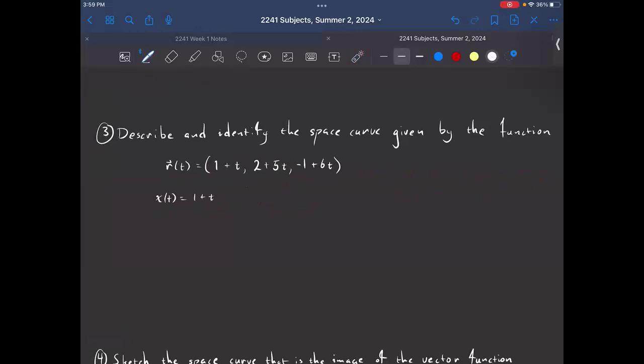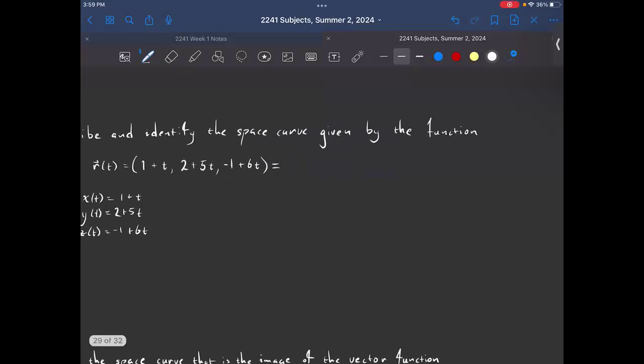1 plus t, 2 plus 5t, and negative 1 plus 6t. Another thing that we can do is we can use some vector algebra here, and we can rewrite r as, okay, <1, 2, minus 1> plus <1, 5, 6> times t.